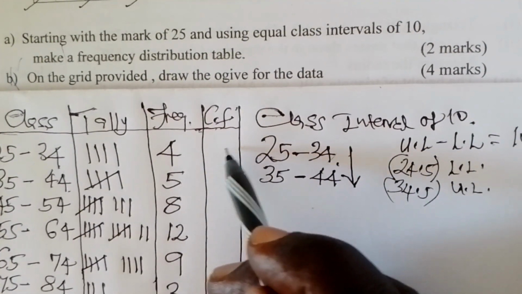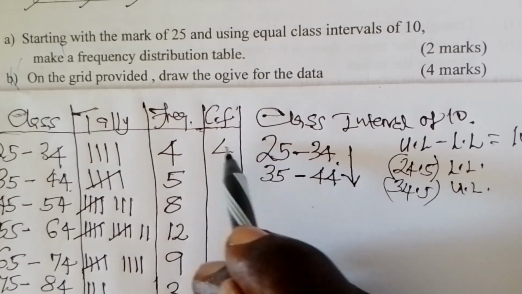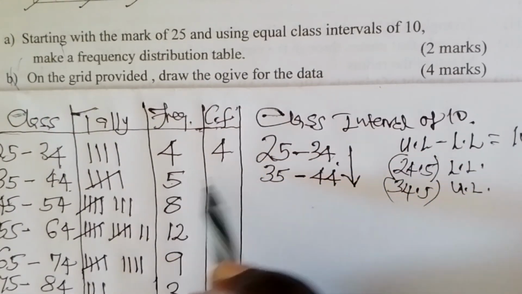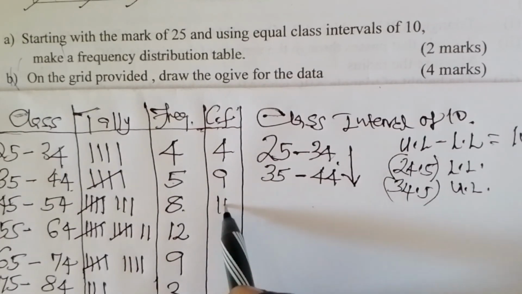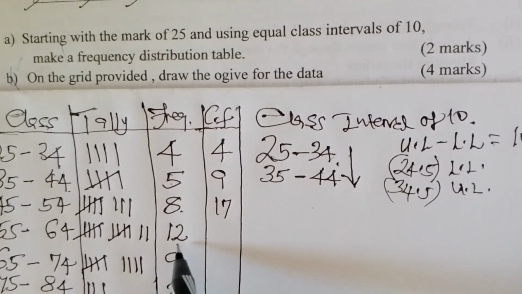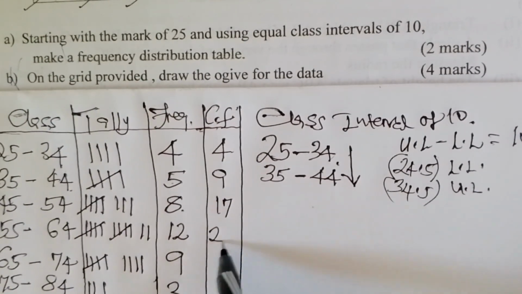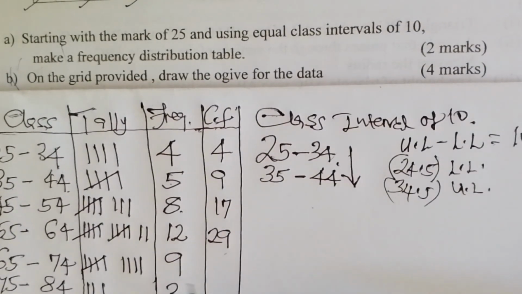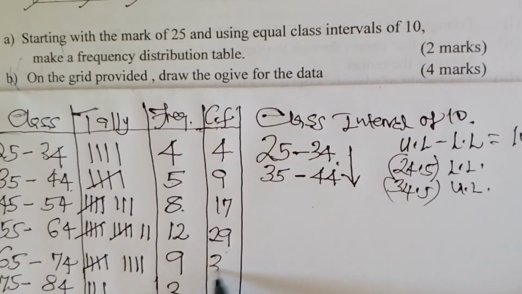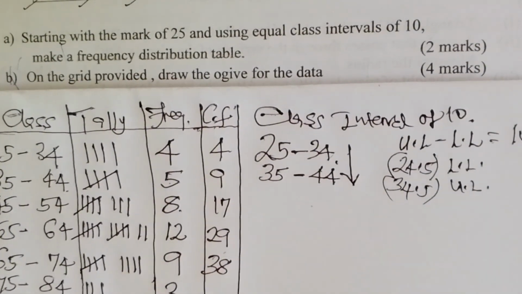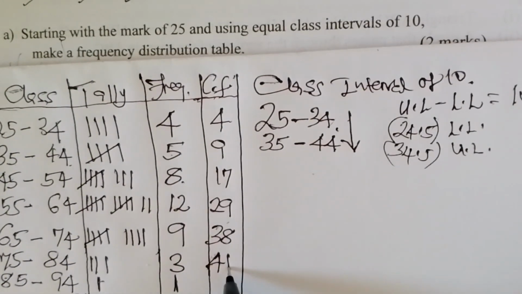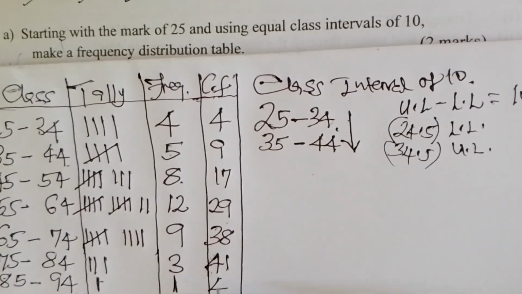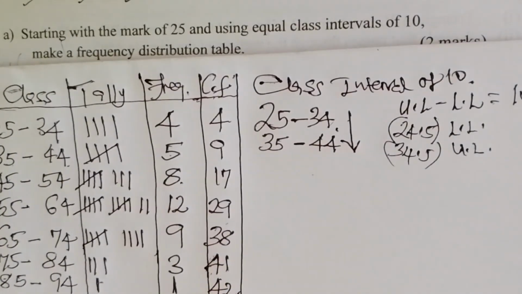So we start with 4. 4 plus 5 gives you 9. 9 plus 8 gives you 17. 17 plus 12 gives you 29. 29 plus 9 gives you 38. 38 plus 3 gives you 41. 41 plus 1 gives you 42.